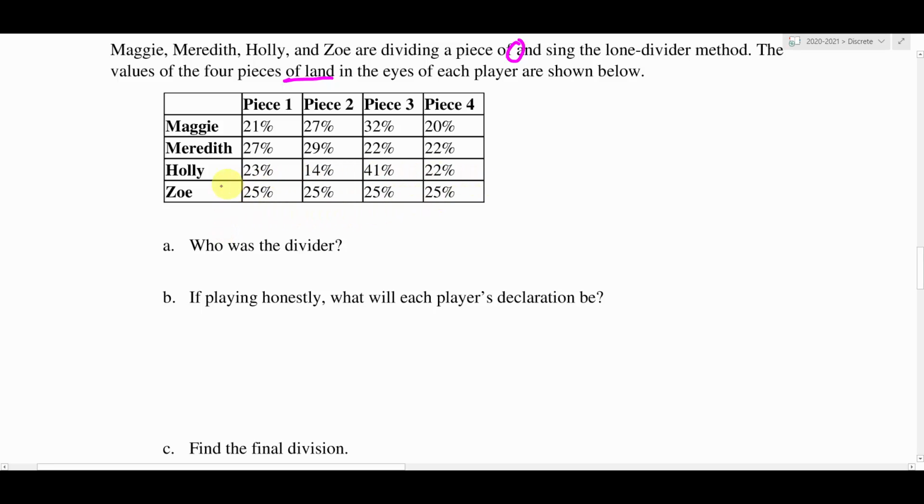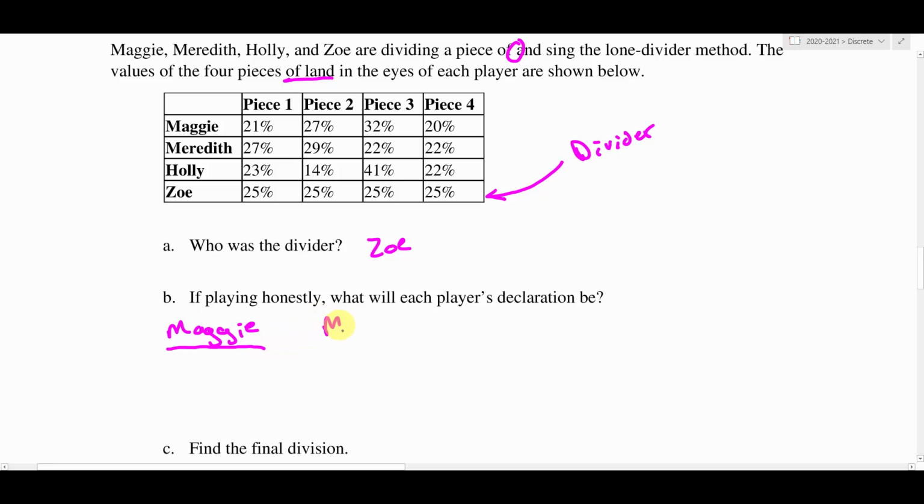And we can see that right here with Zoe, right? Because all of Zoe's pieces are equal, so she's got to be the divider. Okay, so we're going to say Zoe. And if playing honestly, what would each player's declarations be? Okay, so I didn't give you a table this time, but that's okay. You can just organize this however you feel comfortable.